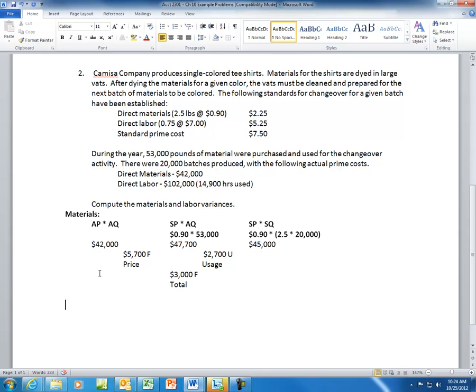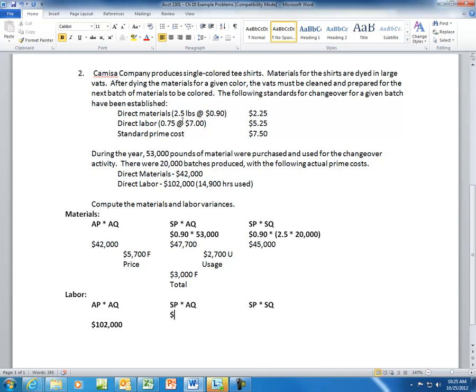Now we'll do the same thing for the labor variances. We want to calculate the labor rate and the labor efficiency. So we need the three columns: actual price times actual quantity, then standard price times actual quantity, and then standard price times standard quantity. And fill in everything that you know. For labor, they've helped us out again for the labor cost. For the total, they have said that the total labor cost is $102,000. So they've already multiplied it out for us.